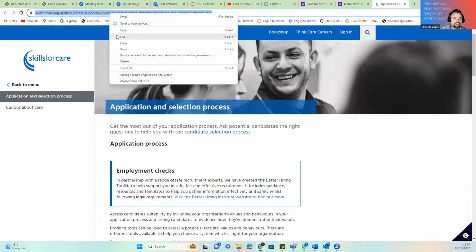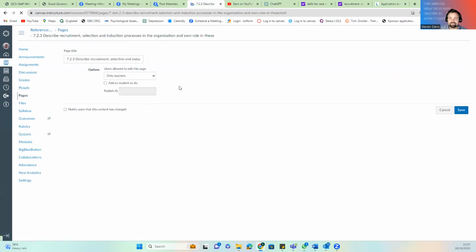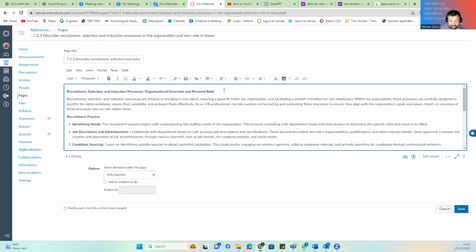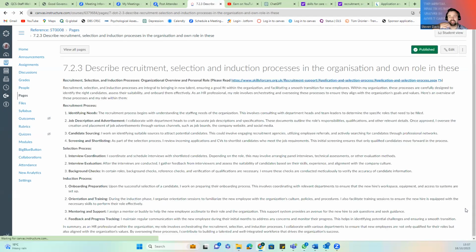Application and selection process from Skills for Care. So let's just follow theirs, right? Theirs has got to be right. They're the Sector Skill Council. So we've put that in there as well. So you can just click on that. But ultimately, we know what there should be.